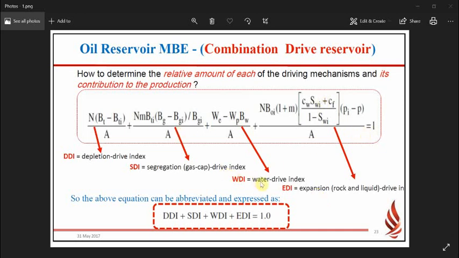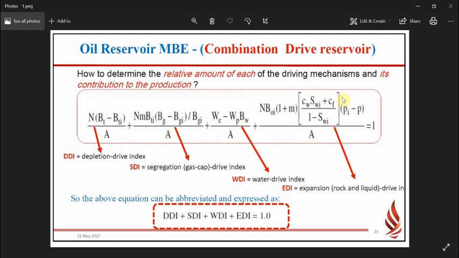So for example, if our water drive index is, let's say, 0.7, it means that water drive is the biggest contributor to our drive mechanism. So we can just go for water injection instead of experimenting with gas injection.